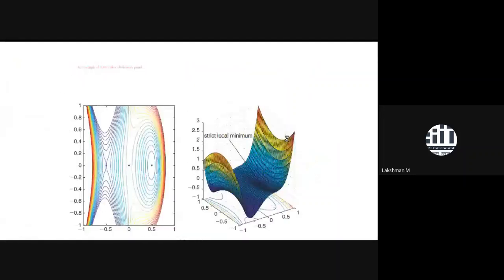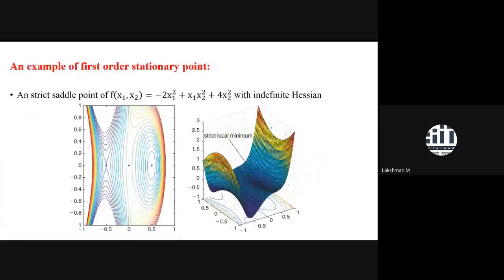Another plot I have taken here. If you are taking a function, again a quadratic function, minus 2 times x1 square plus x1 into x. It is more than quadratic, it is cubic also you can say, x1 into x2 square plus 4 times x2 square. Then if you try to find a first order stationary point, this function has many first order stationary points. One first order stationary point is this one, another first order stationary point here, here it would be here.